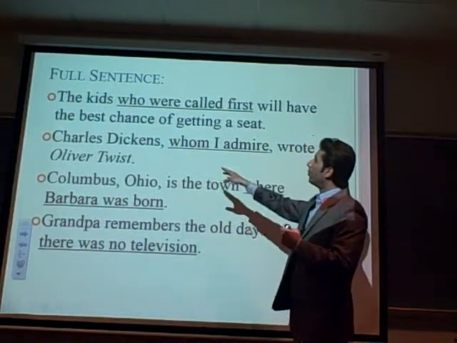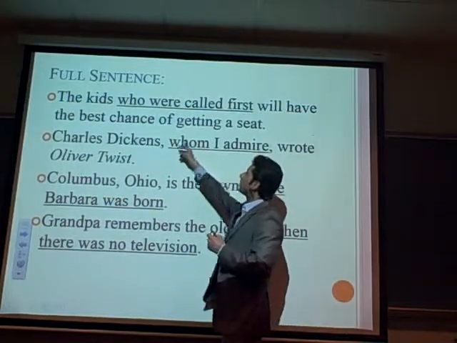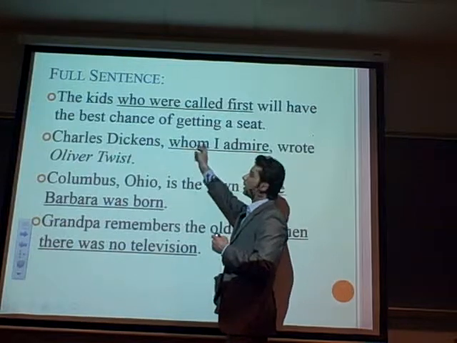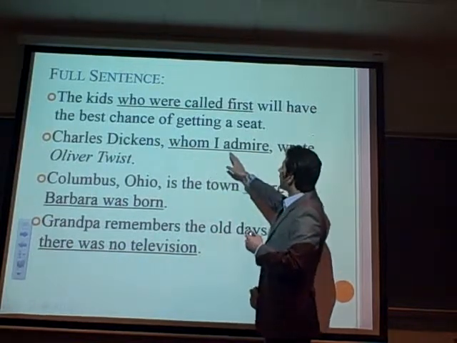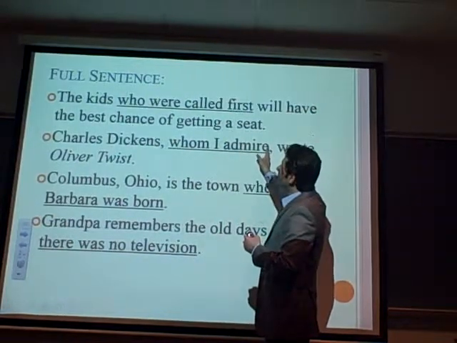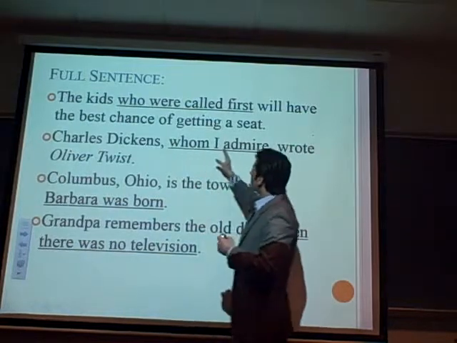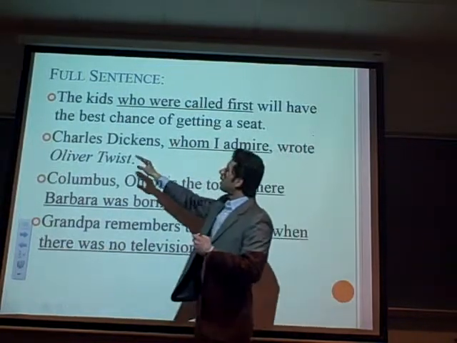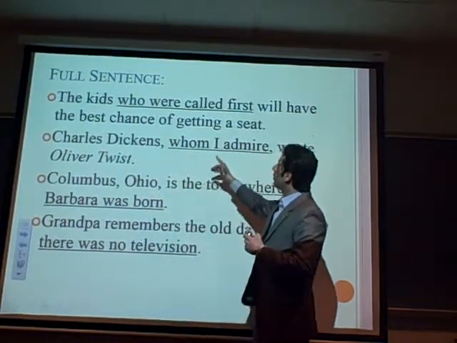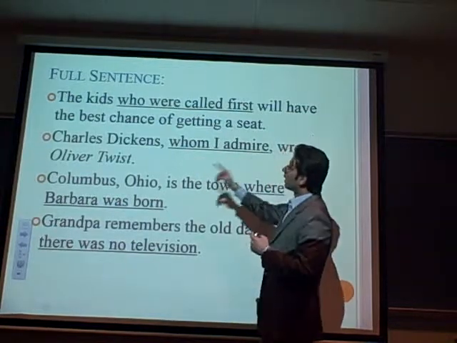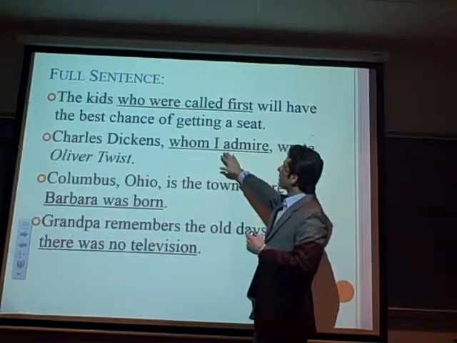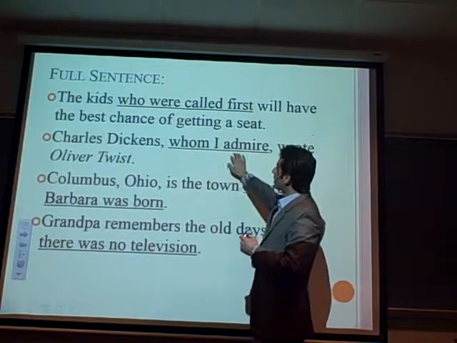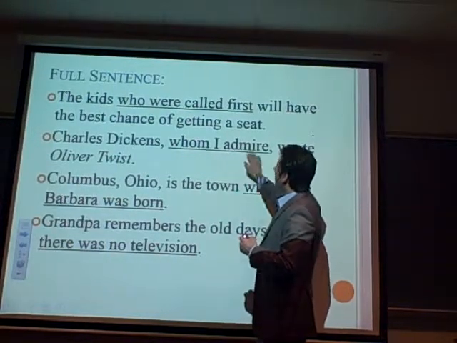Here we have whom. Whom is related always to the object. So here we have an object missing if we want to separate this as a sentence. Charles Dickens, whom I admire, wrote Oliver Twist. So when we have a separate sentence, I say, I admire him.